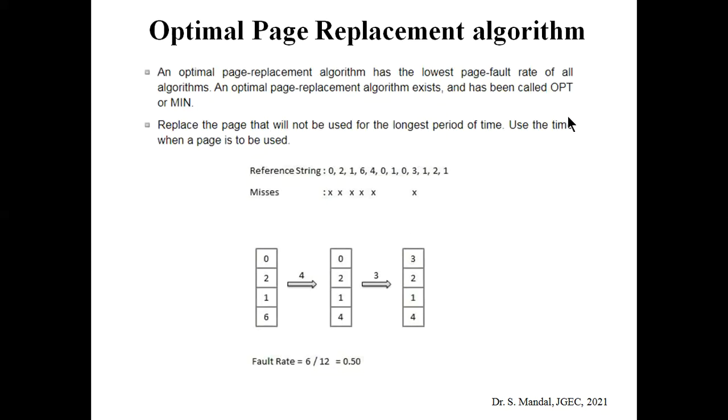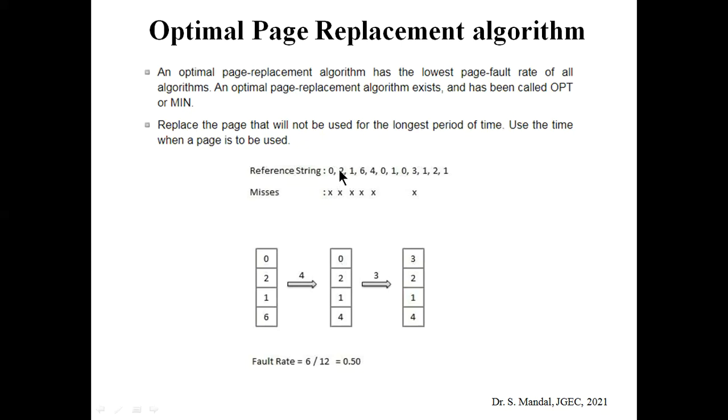Next one is the optimal page replacement algorithm. An optimal page replacement algorithm has the lowest page fault rate, and it exists and is also called OPT or MIN. What is the concept or operating principle of the optimal page replacement algorithm? As per this algorithm, we should replace the page that will not be used for the longest period of time.